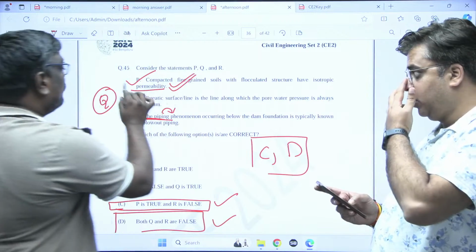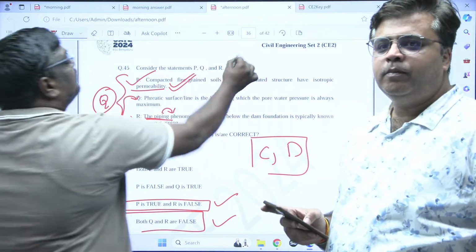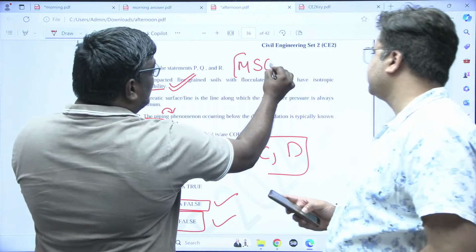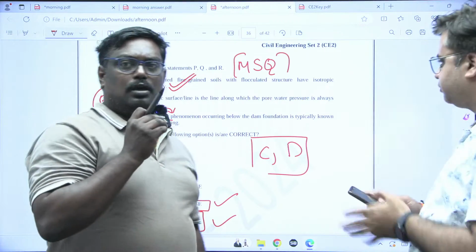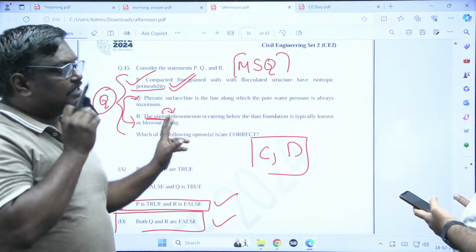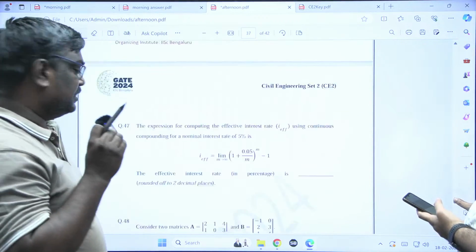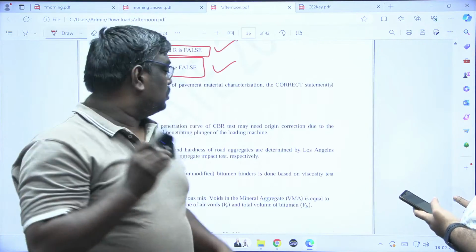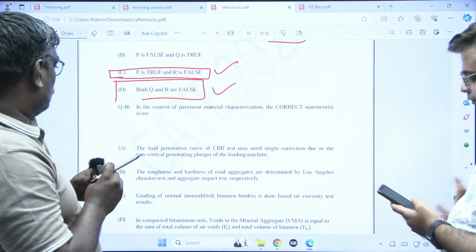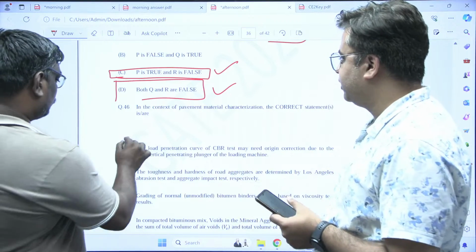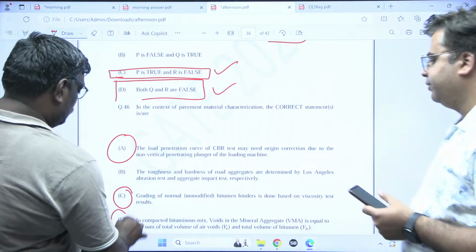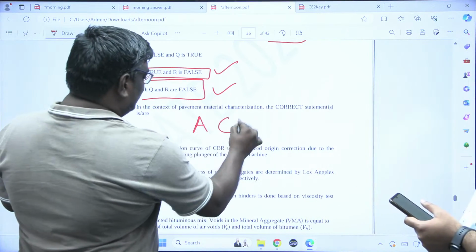It is a multiple select question. If you have written only Q and R as true, then it is wrong. This is one of the questions raised by all the students, sir. That is the reason. So this is question 46. For question 46, A, C, D are the correct options. A, C, and D. It's a theory question, sir.